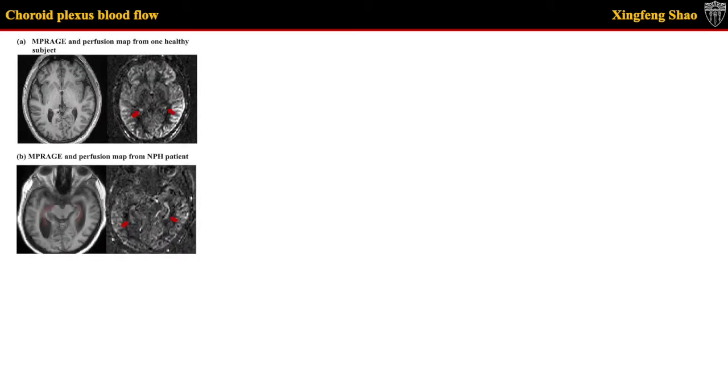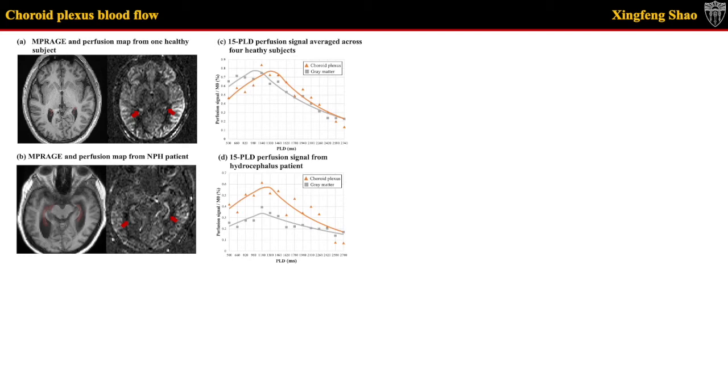So here are the structural image and the perfusion map from 1 healthy subject and 1 normal pressure hydrocephalus patient. Enlarged ventricle as well as increased choroid plexus volume can be observed in this NPH patient, as indicated by those 2 red arrows. Here are the scatter plots of average perfusion signal and fitted curve in gray matter and choroid plexus, averaged across 4 healthy subjects on top, and in the NPH patient on the bottom.